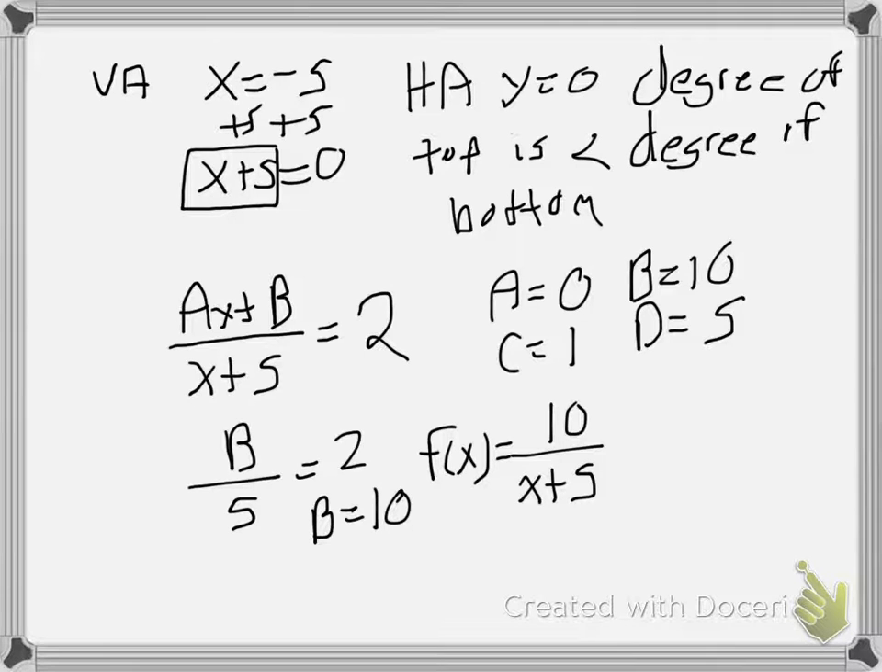Do we have a vertical asymptote of x equals -5? Well, yeah, x plus 5 equals 0, so -5. A horizontal asymptote of 0, well, yes, the degree is less than. So we did it. Okay. I know it's a little bit weird, but we did it. All right, so let's go on to number 9.